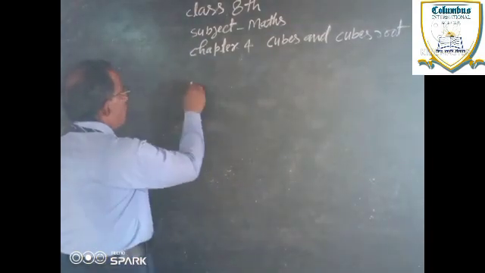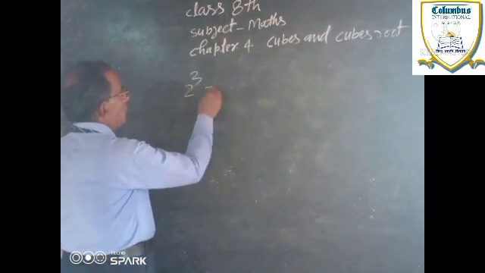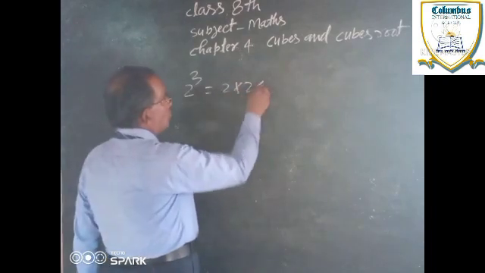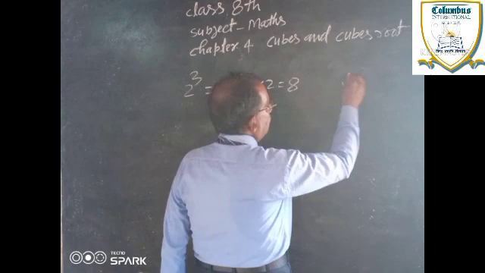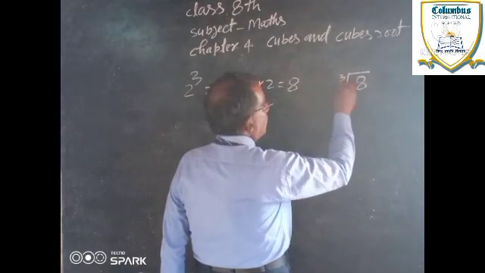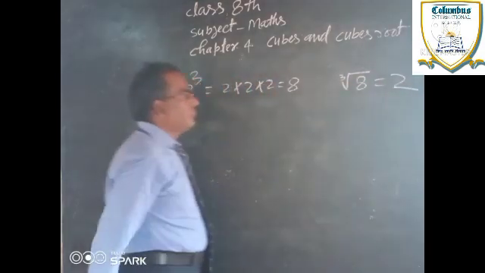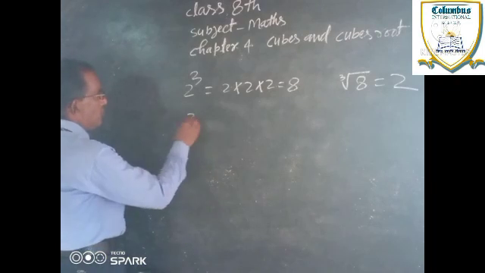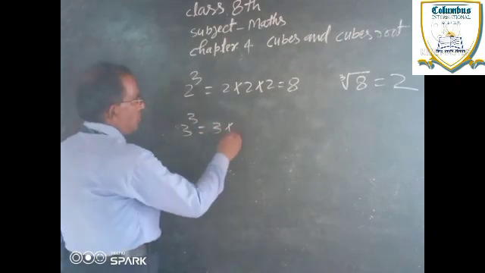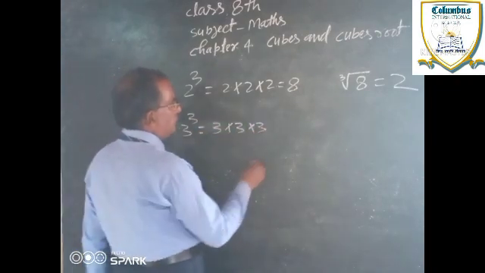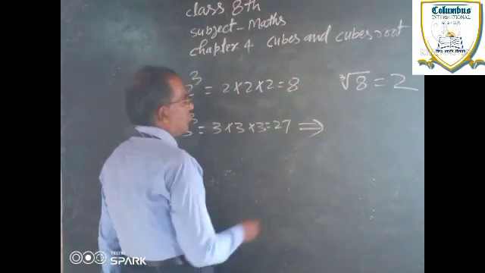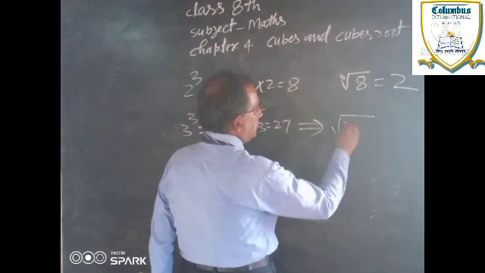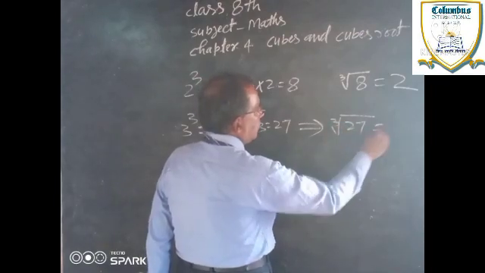Suppose 2 cube, it means 2 into 2 into 2, that is 8. And now what is the cube root of 8? It is 2. Suppose 3 cube, 3 into 3 into 3, that is 27, and the cube root of 27 is equal to 3.